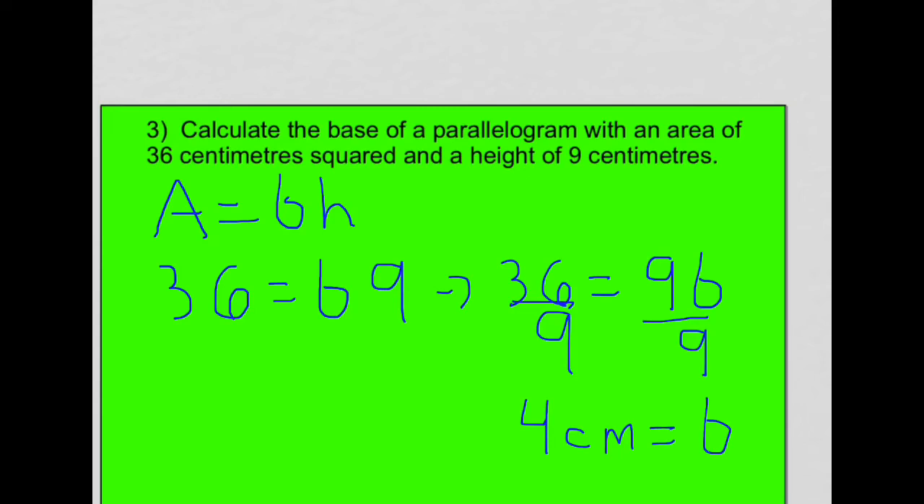Again, probably a lot of you used mental math for this, but it's also really important to be able to use your algebra skills. Okay, let's look at one last question on area of a parallelogram. I'm going to flip forward.